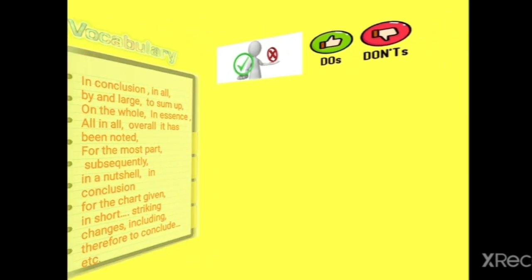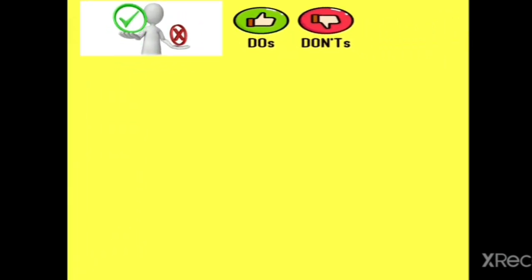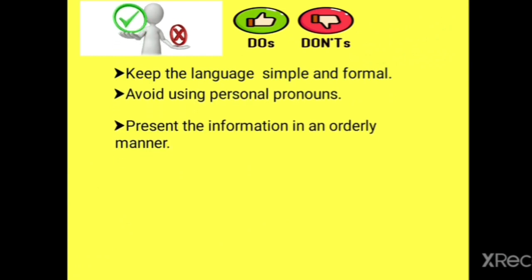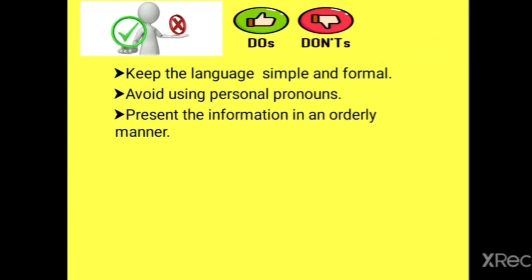Now, let us move on to the do's and don'ts. I'll not cover the part which I've already covered because I have talked about lots of things already. I'll exclude all those points here. Now, keep your language very simple and formal. Remember that analytical paragraph writing is a formal writing task. You cannot use personal pronouns here, so avoid using personal pronouns. Present your information in an orderly manner.